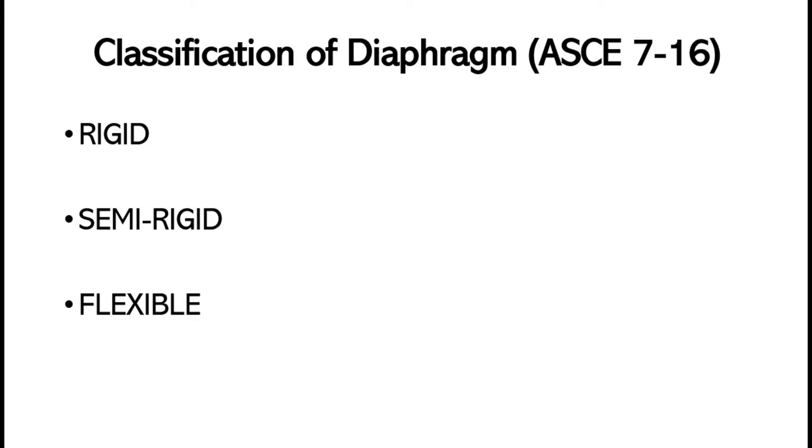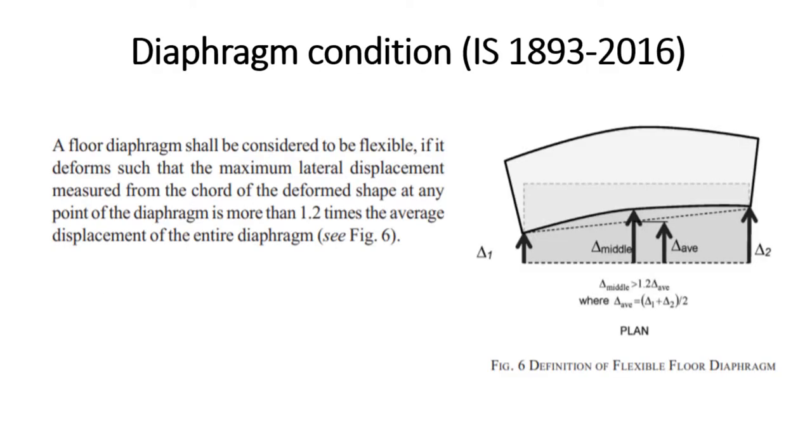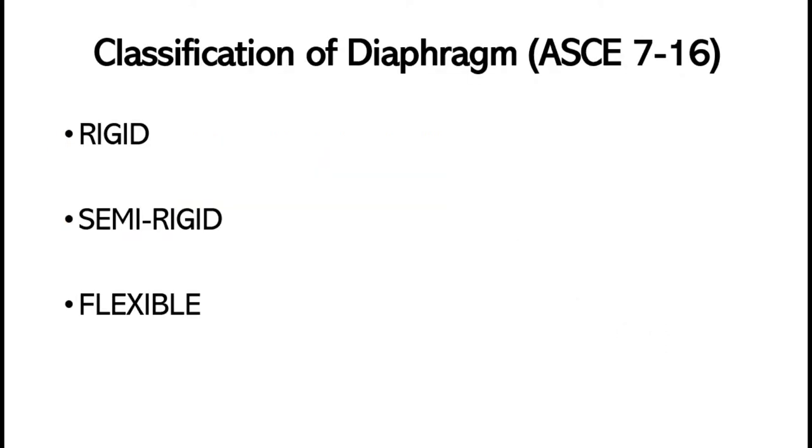Now, if we go by the Indian standard, then the Indian code classifies the diaphragm in only two different categories. One is rigid and one is flexible. There is no definition of semi-rigid in the Indian code. So the rigid is the same. It has infinitely high in-plane rigidity, whereas flexible doesn't mean that the diaphragm doesn't have any in-plane rigidity. So essentially the semi-rigid of the US code, that is ASCE-7, is the same as the flexible diaphragm of the Indian code, that is IS 1893-2016. It is just that the names are different in both the codes, but essentially both of them are the same.